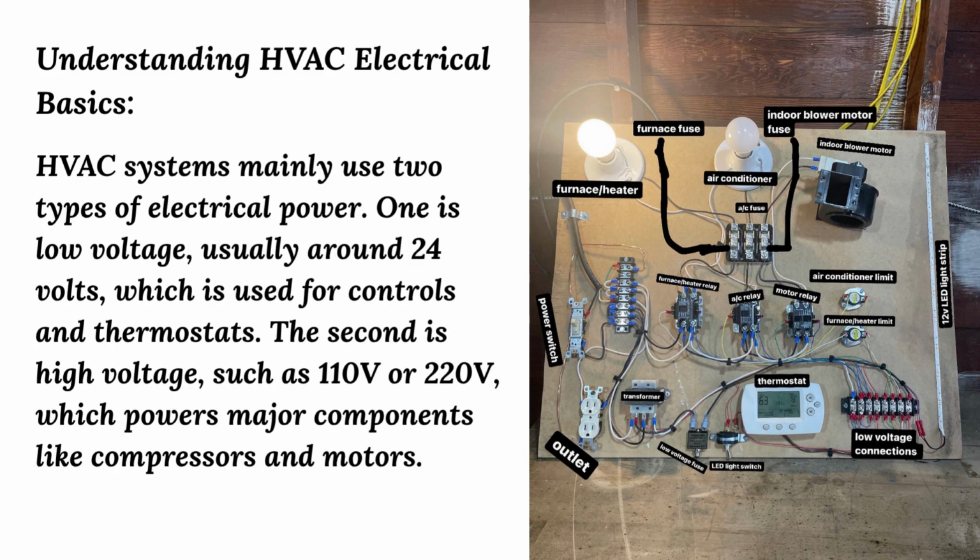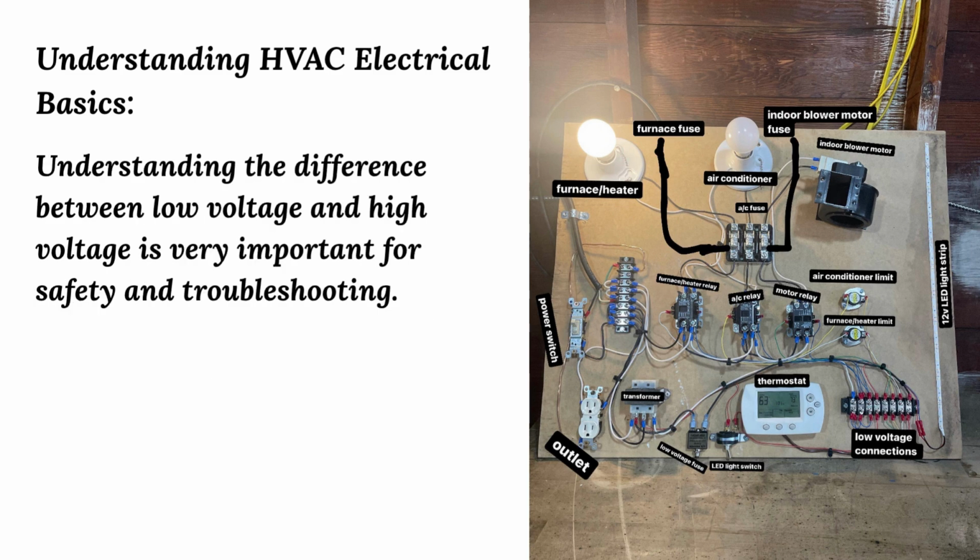HVAC systems mainly use two types of electrical power. One is low voltage, usually around 24 volts, which is used for controls and thermostats. The second is high voltage, such as 110 volts or 220 volts, which powers major components like compressors and motors. Understanding the difference between low voltage and high voltage is very important for safety and troubleshooting.